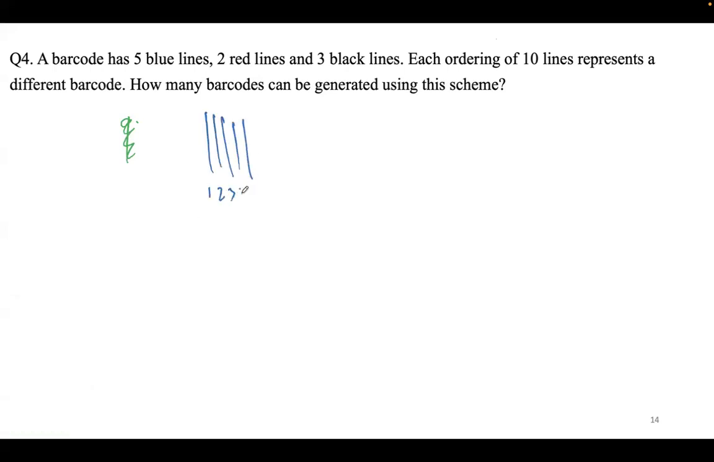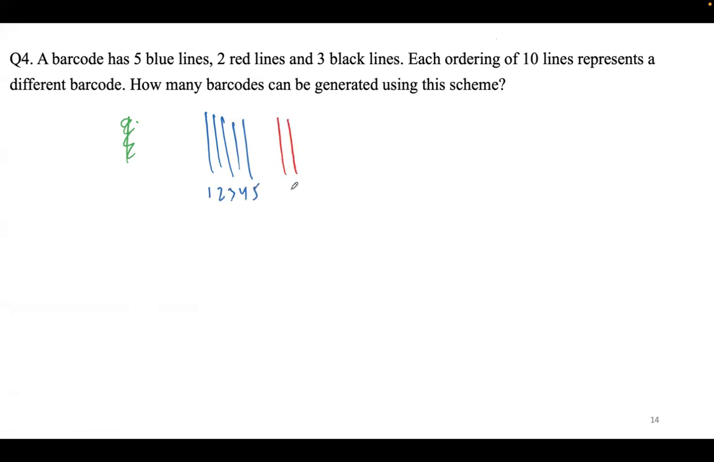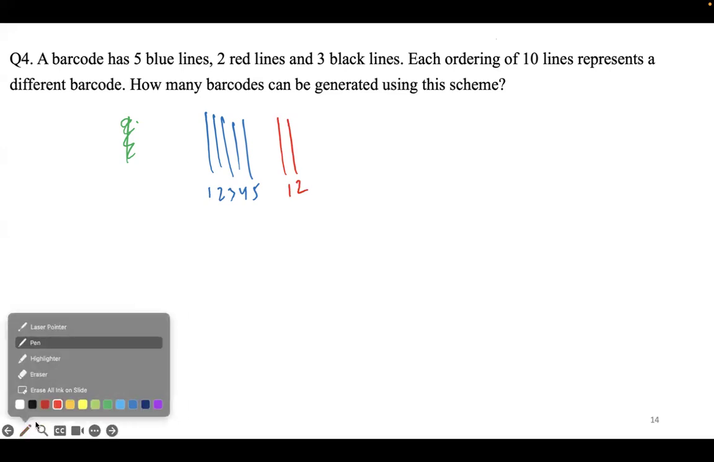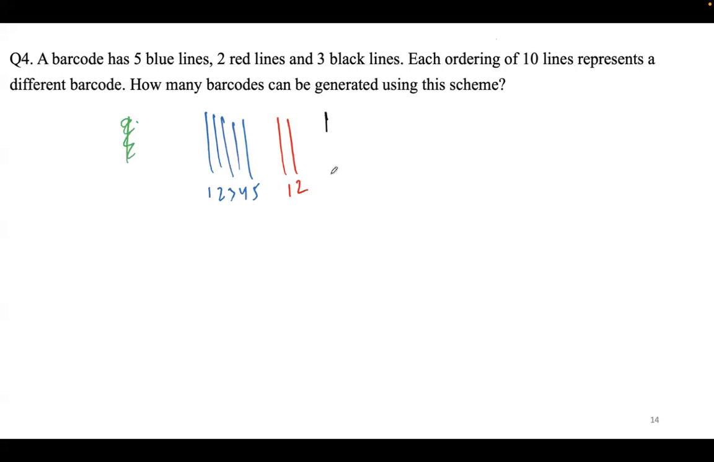Okay, so I have, let's say, 5 blue lines. I'll call them 1, 2, 3, 4, 5. And then I also have 2 red lines. Let me call them 1 and 2. And I also have 3 black lines. Okay, 1, 2, and 3.